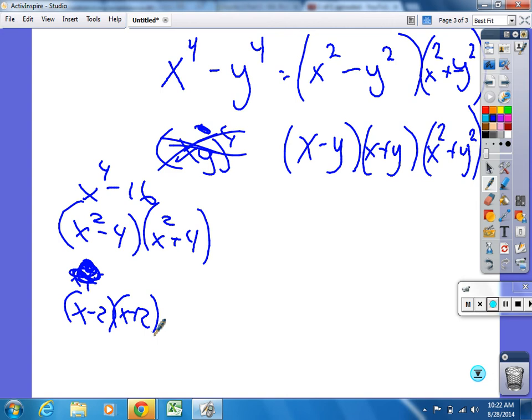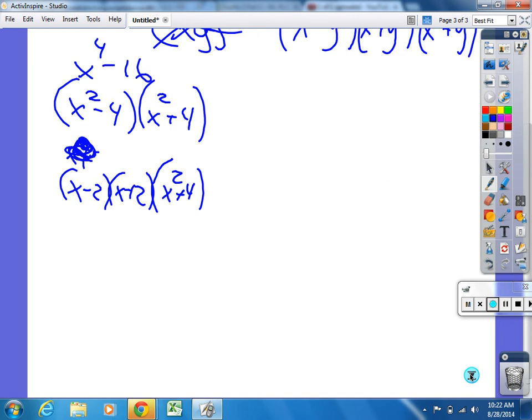Make sense? Notice now I can find my zeros. Do you want me to scroll up? Sorry. I can find my zeros really quickly. What are my zeros? 2, negative 2.